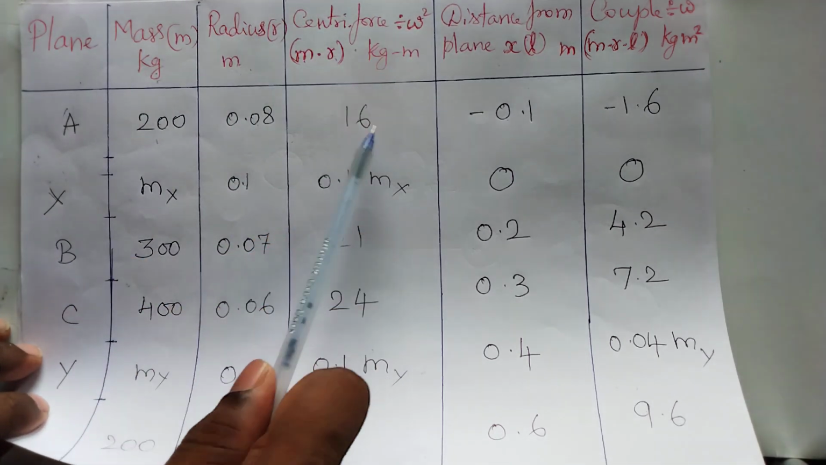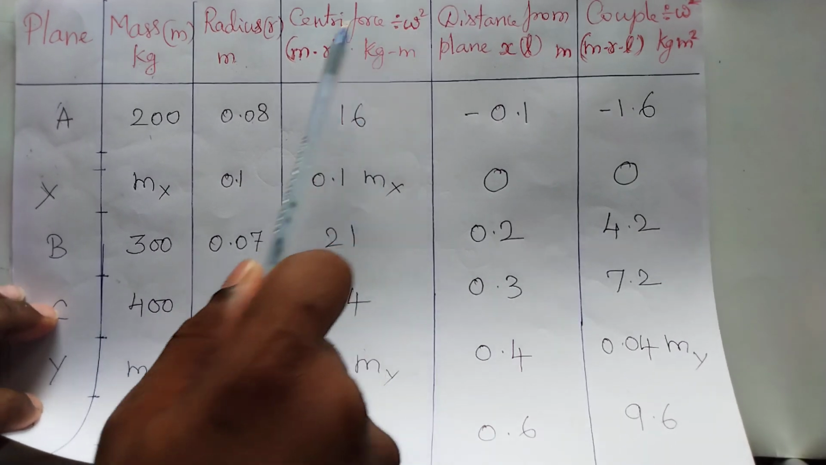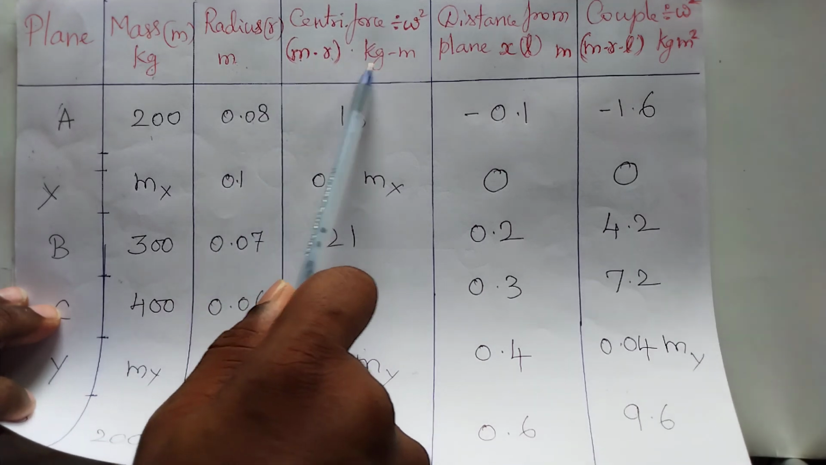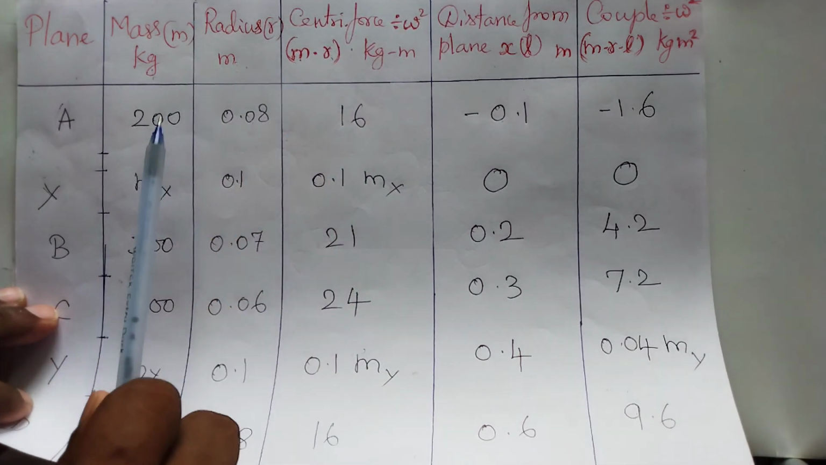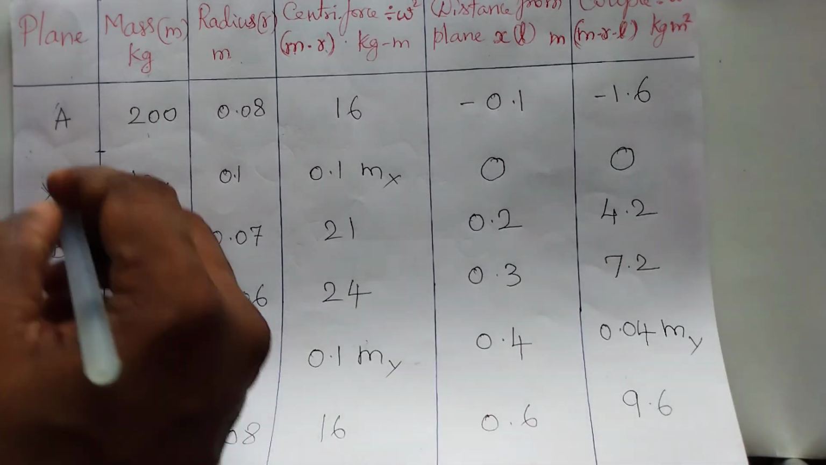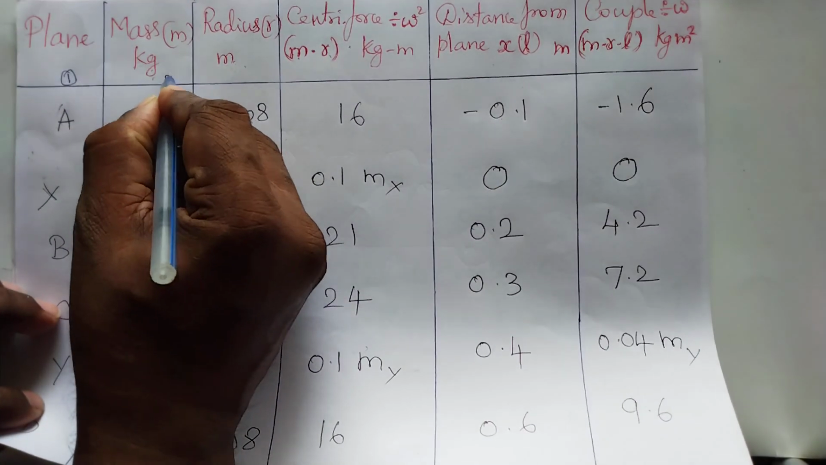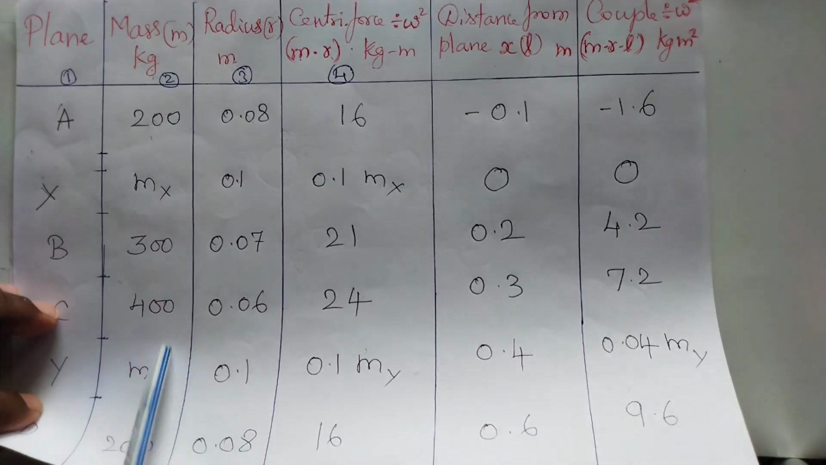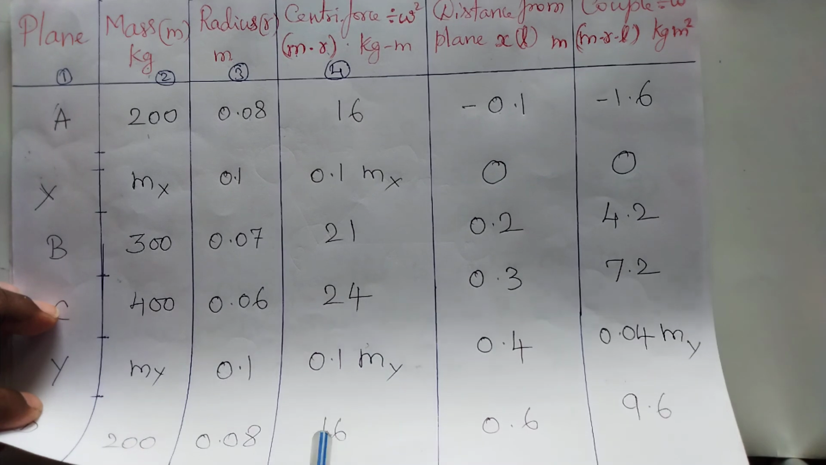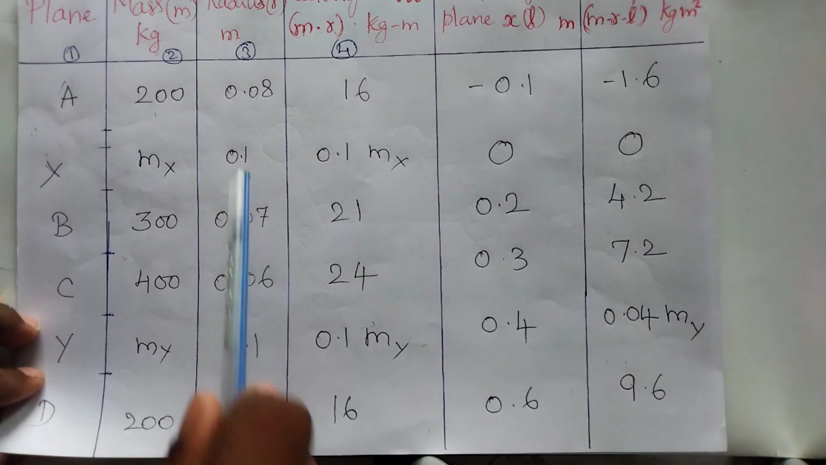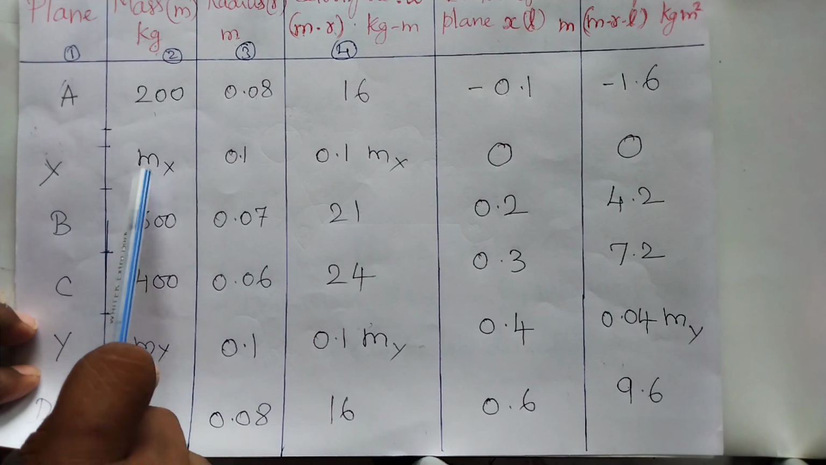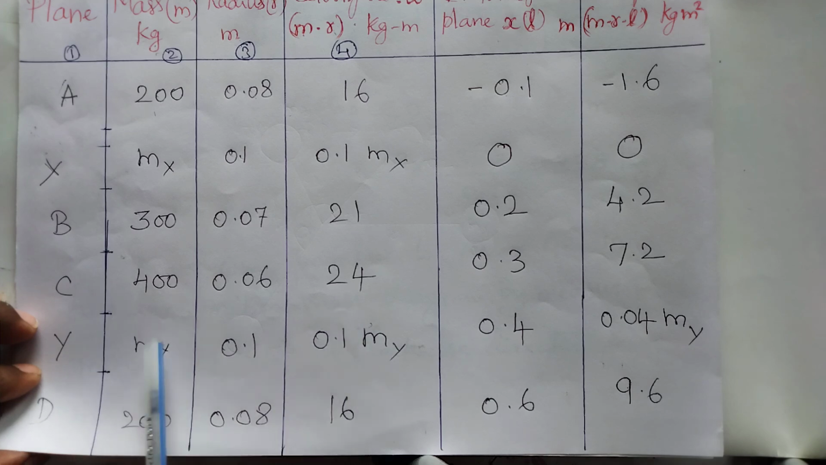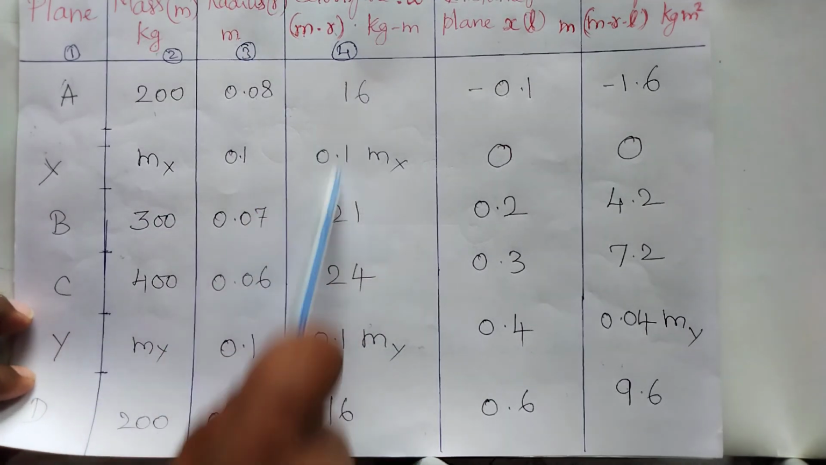To form this table, we divide by omega square. We need only mass and radius, so you divide by omega square and you get only mass and radius in terms of kilogram meter. Then you multiply. For understanding I will number the columns 1, 2, 3, 4. Now multiply column 2 and column 3 to complete the 4th column. So 2 into 0.08 you will get 16. Similarly m into 0.1 mx, 3 into 7 is 21, 4 into 6 is 24. So multiply column 2 and column 3, you will get column 4.